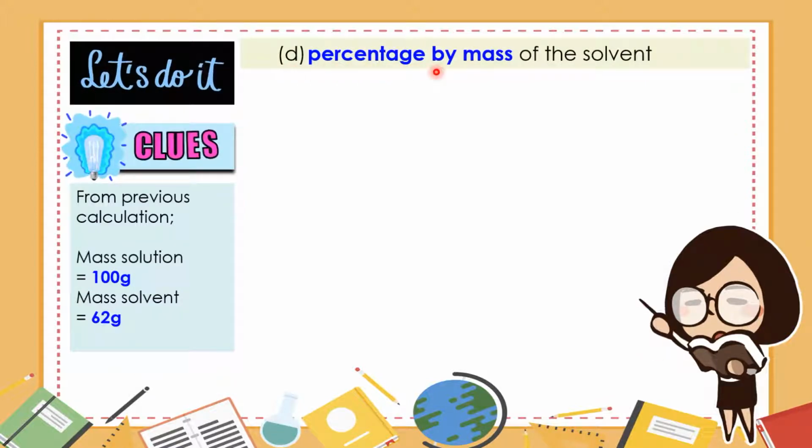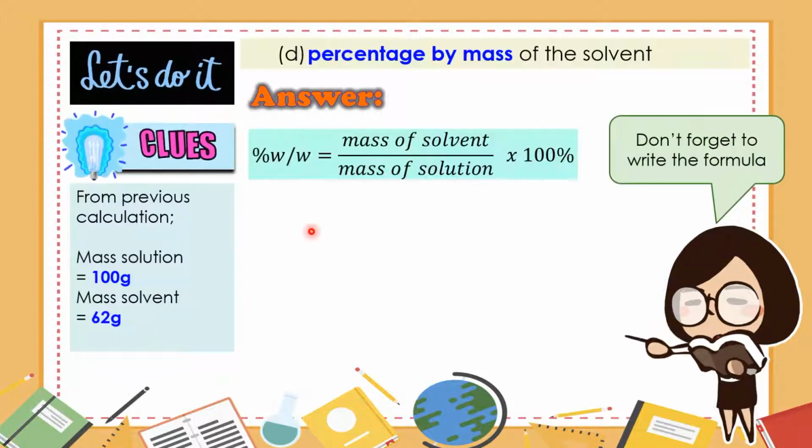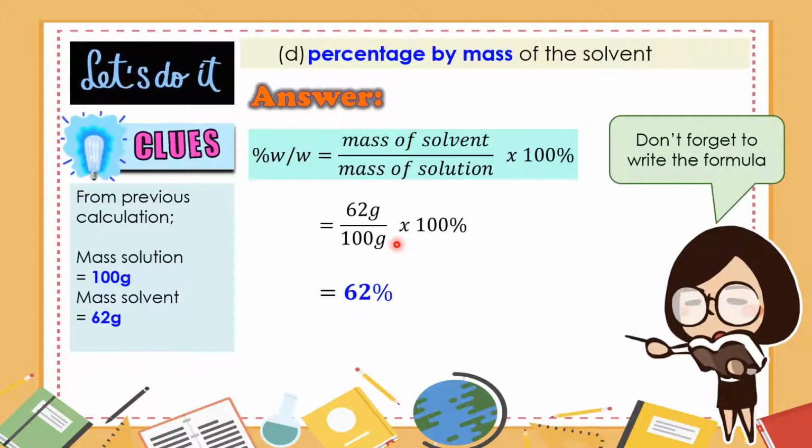Okay, for question D, calculate the percentage by mass of the solvent. Solvent here means water. From the previous calculation, we already assumed the mass of solution is equal to 100 gram and the mass of solvent is equal to 62 gram. So we can just substitute all the values into the formula. Don't forget to write the formula. We can cancel out the unit of gram. Finally, the percentage by mass of the solvent is 62%.